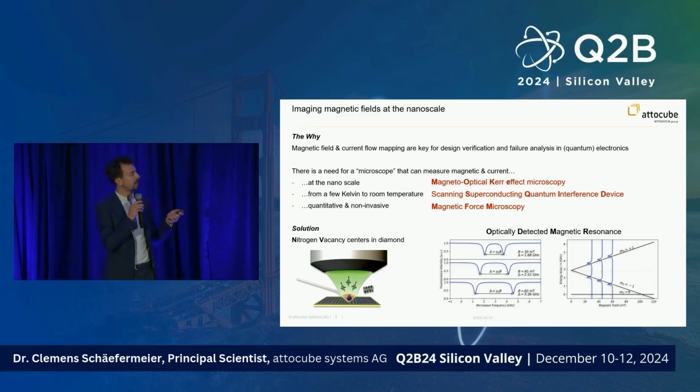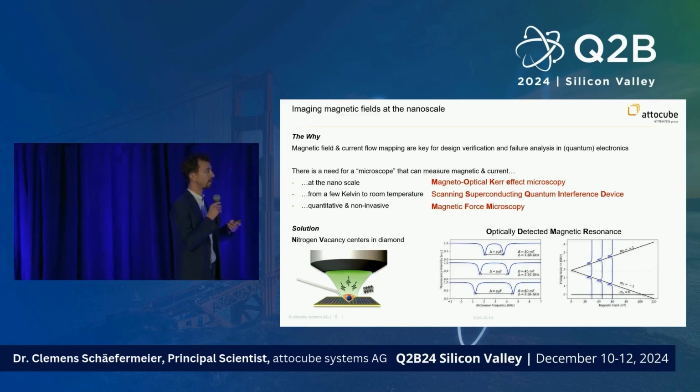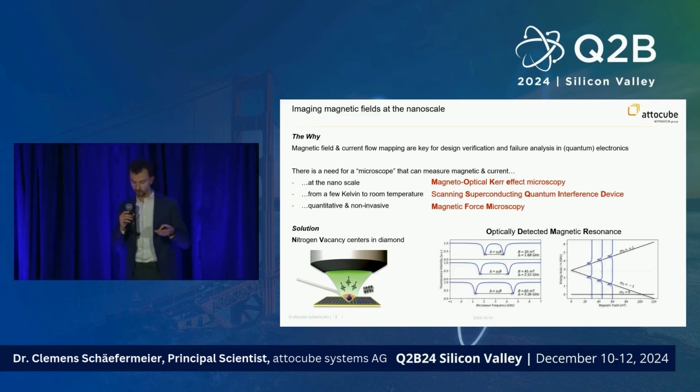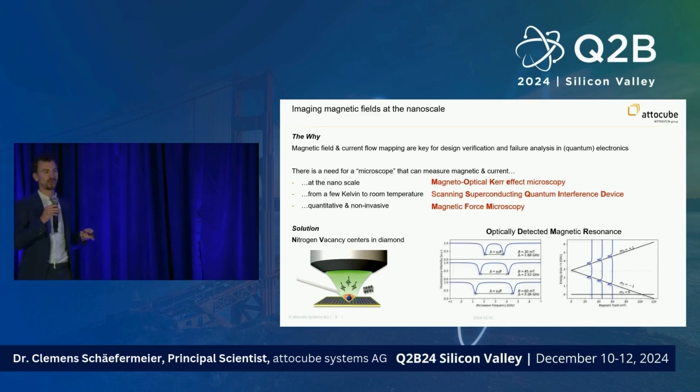And if you keep track of the frequency where the loss in fluorescence occurs, you know exactly, by fundamental physical constants, how strong or how weak the magnetic field is that the NV center experiences. So it's quantitative, and it's also calibrated by nature, basically. So you don't need to go and calibrate your sensor.